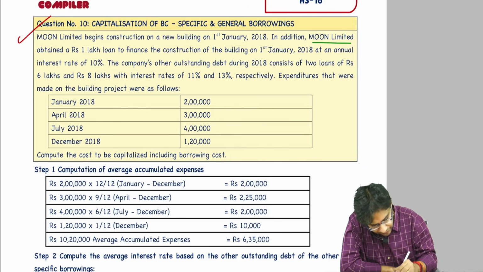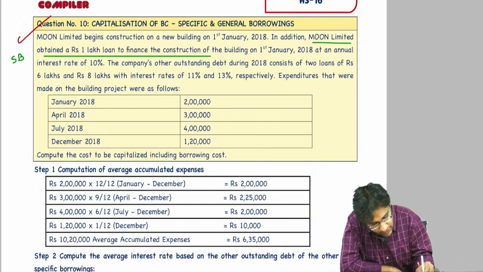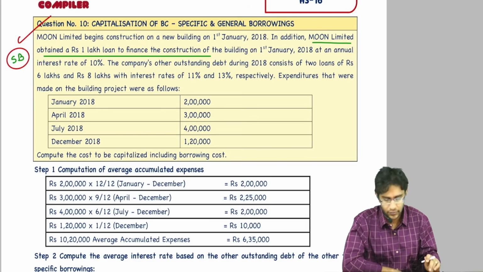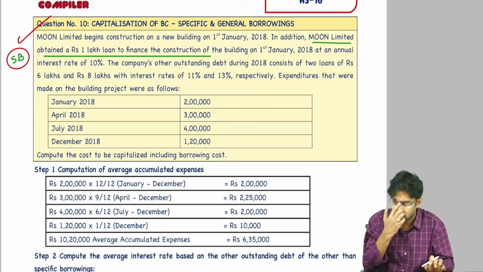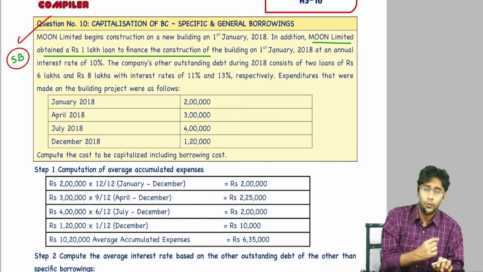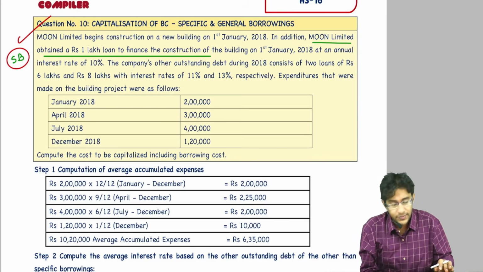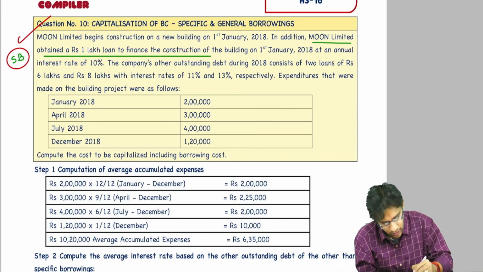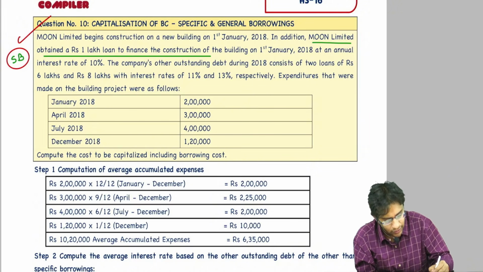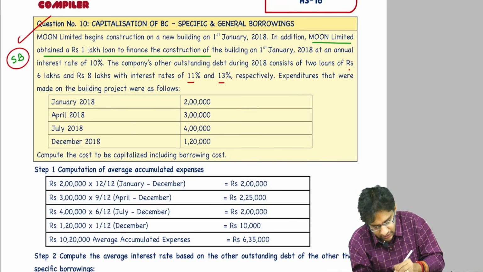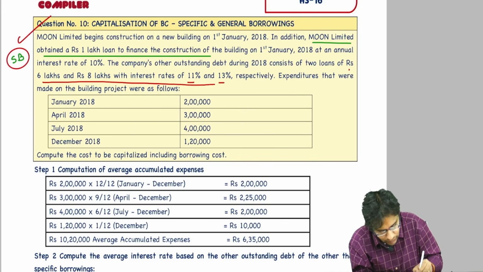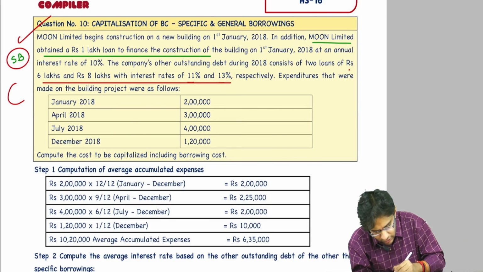Moon Limited. You know what this is? Specific borrowing. You obtained a loan for construction exclusively for the purpose of the qualifying asset. You brought a loan. Very clearly, this is a specific borrowing. The company's other outstanding debt during 2018 consists of 2 loans of 6 lakhs and 8 lakhs at a rate of 11 and 13%. These are what now? Good. These are your general borrowings.